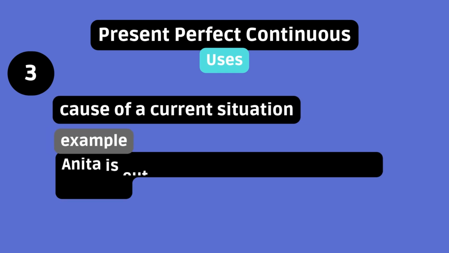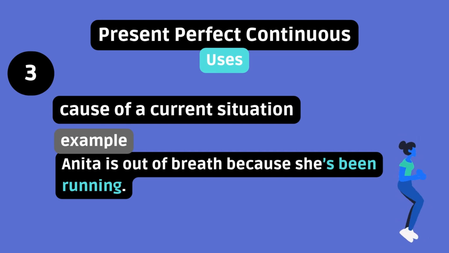Example: Anita is out of breath because she's been running. The running is over, but it explains why Anita is panting and breathless. Its effect is still relevant to the present moment.